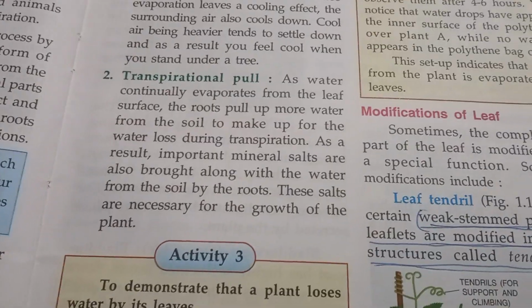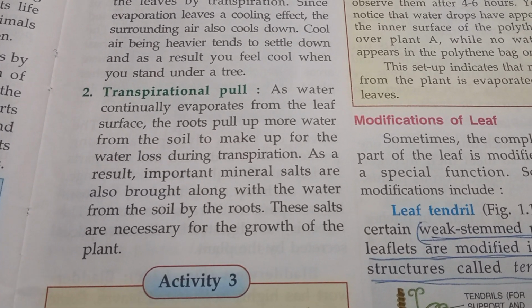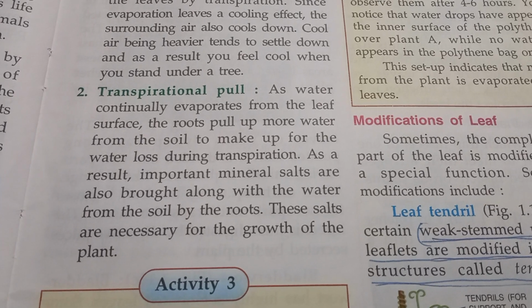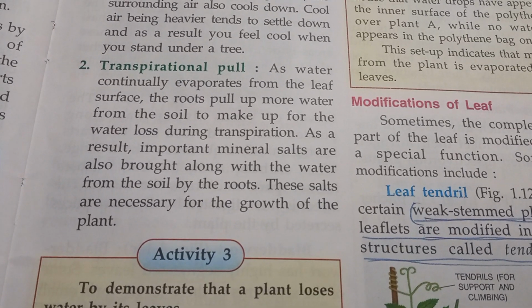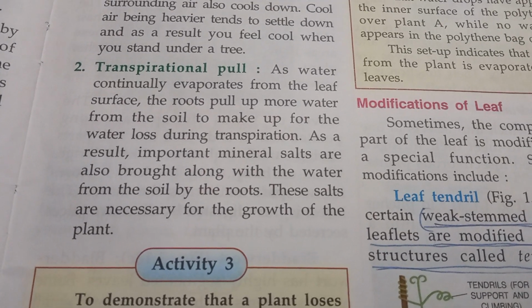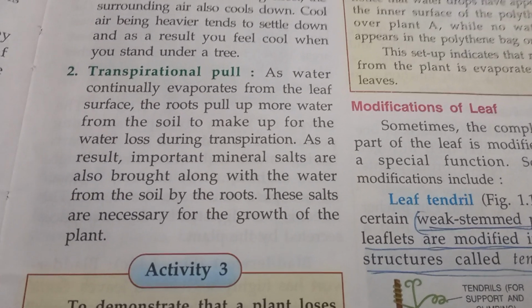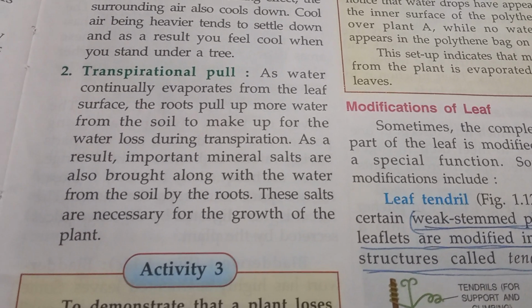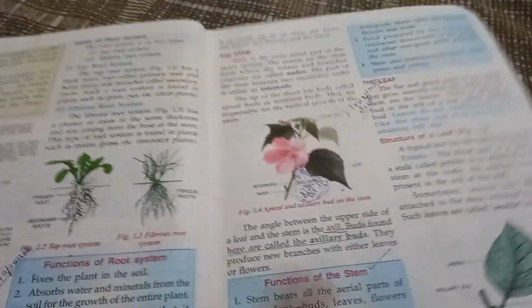Then there's transpiration pull. As water continually evaporates from the leaf surface, the roots pull up more water from the soil to make up for the water loss during transpiration. As a result, important mineral salts are also brought along with the water from the soil by the roots. These salts are necessary for the growth of the plant. Now I guess that today's part is completed.